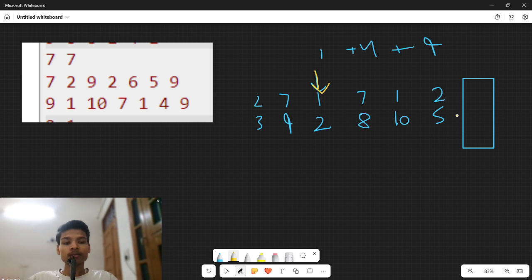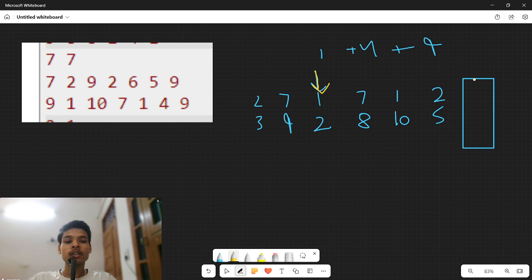Now if my person wants to come to this position, what is the cost required? The cost required is simply 2, because the position he wants to come to simply adds up the A value. This is the A value, and there is no B value between the current position and the reached position, so no B will be added, only the A value.